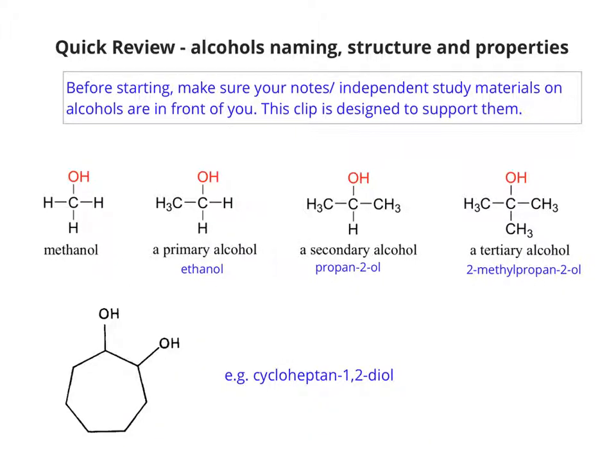So this one would be cycloheptane-1,2-diol. A diol obviously has two alcohol groups, a triol would have three alcohol groups. So each OH group would get its own locant number depending on its position within the molecule. So this can be applied to normal straight chain alcohols, not just cyclic ones like this.